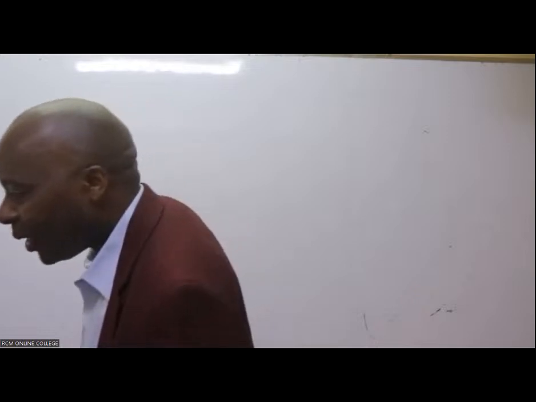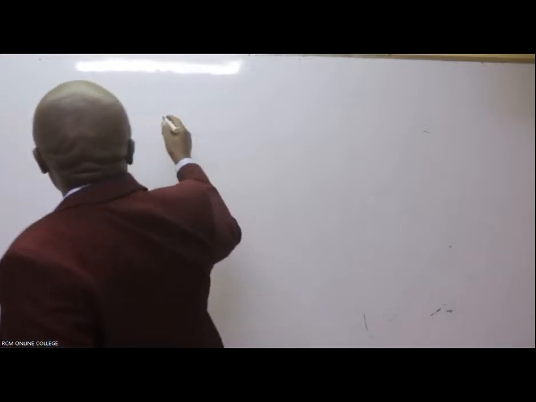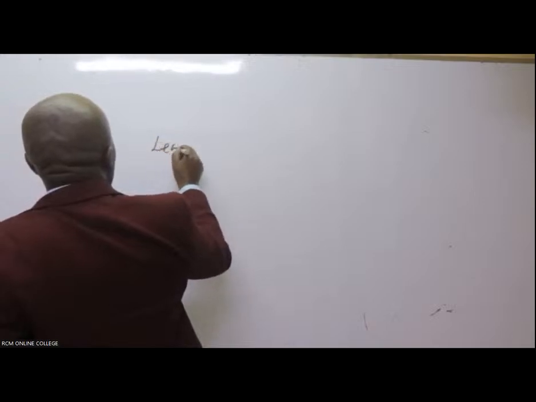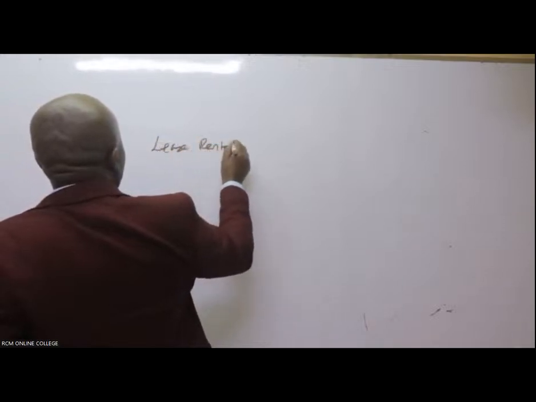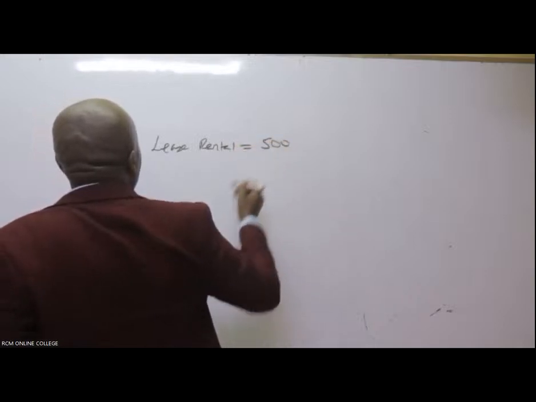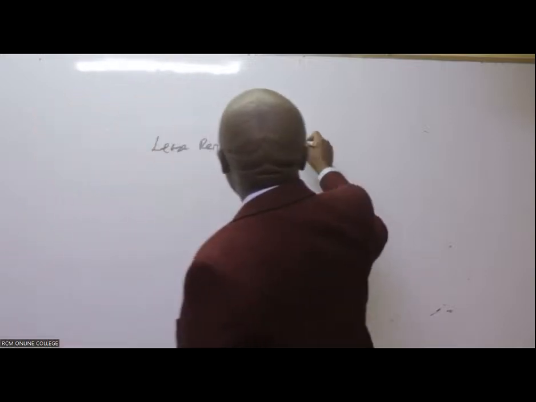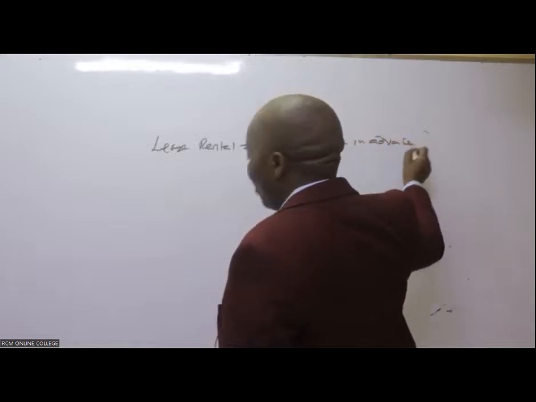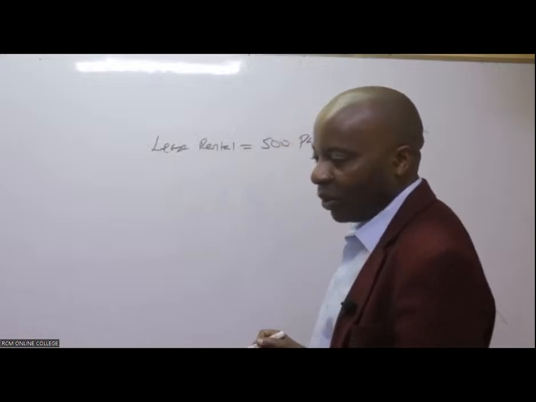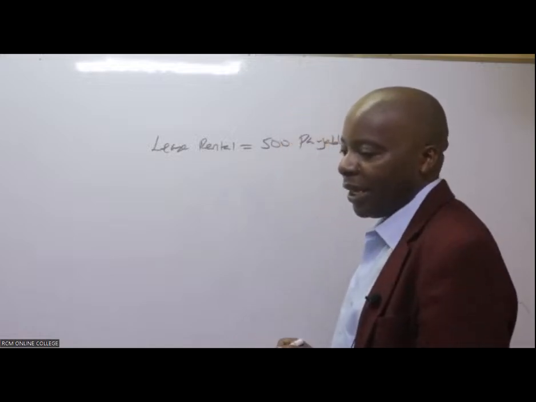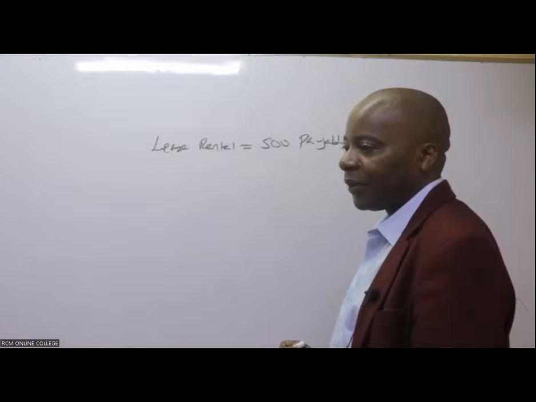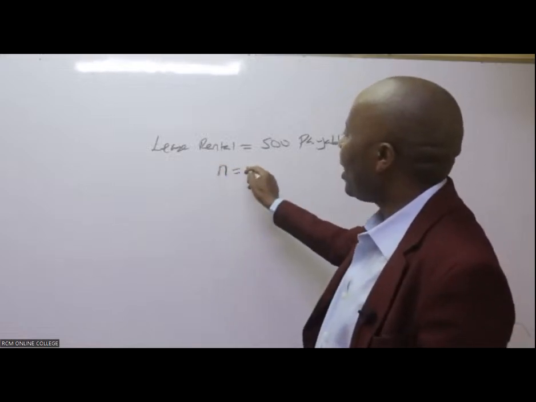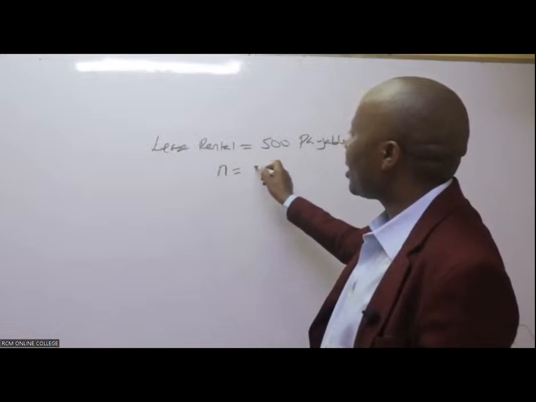If, for example, ladies and gentlemen, you are given here a lease rental of 500. But this thing is payable in advance. It's payable in advance. And then they have told you that N is, say, 2 years.